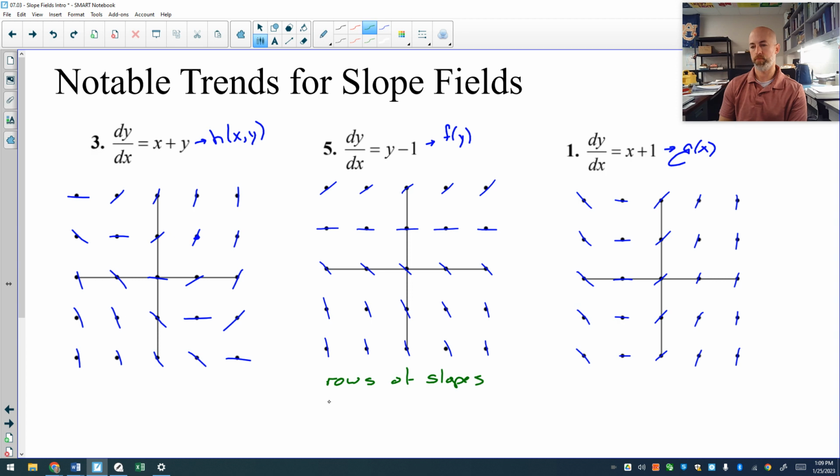Okay. So in a multiple choice situation, if they give you a differential equation that's strictly a function of y, and you notice that the slopes change as you move left and right in one of the options, you could eliminate that one. If your differential equation is a function of x, your columns of slopes will always be the same.